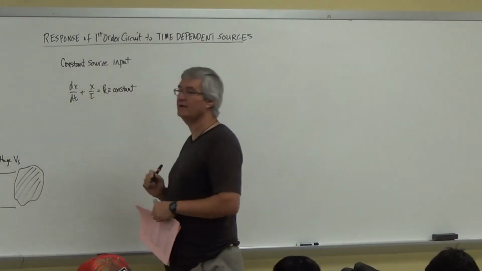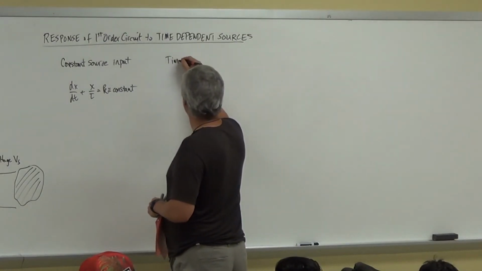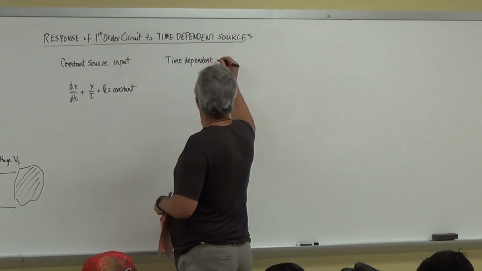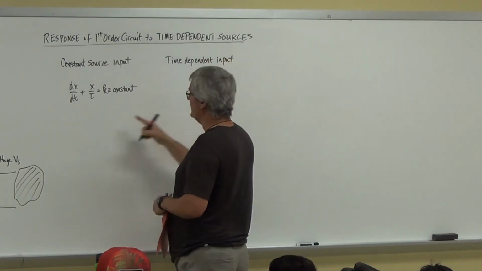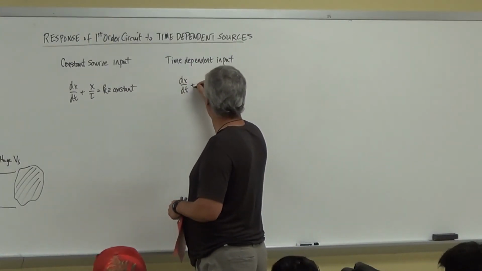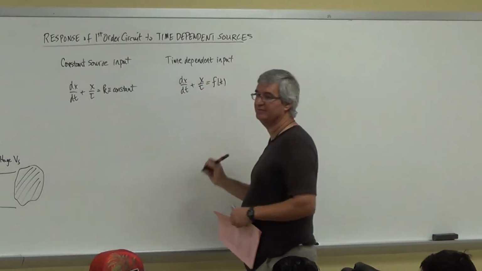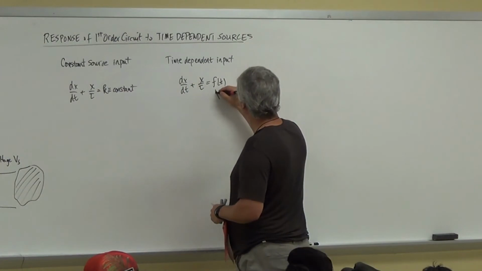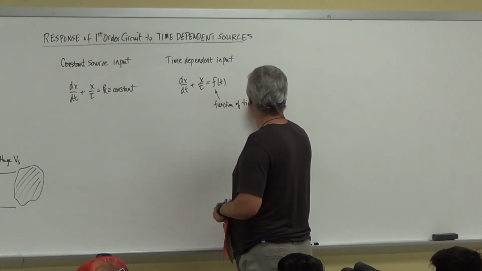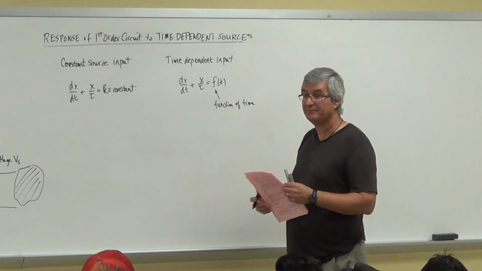For this k, we define that to be a constant. When we have a time-dependent input, what you're going to find here is that you're going to get a very similar form. But now we have a function of time. This is a function of time. You cannot ignore the function of time.